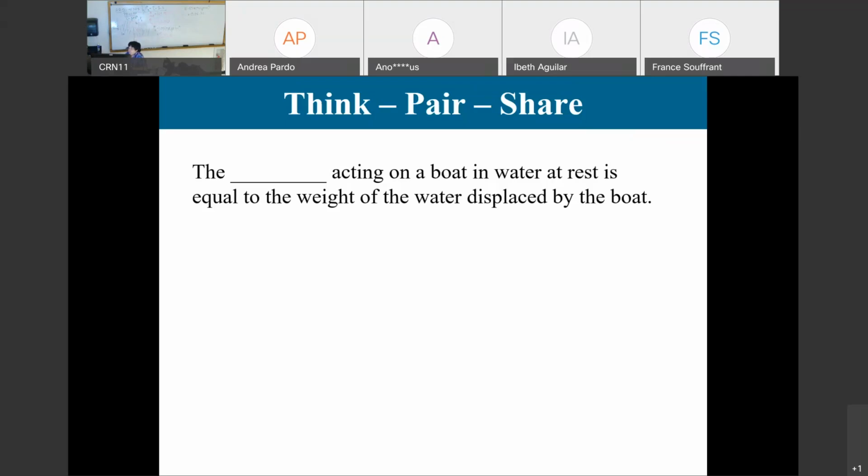What's the force acting on a boat floating on water? Anybody? Buoyant force? Buoyant force. Exactly. Buoyancy.